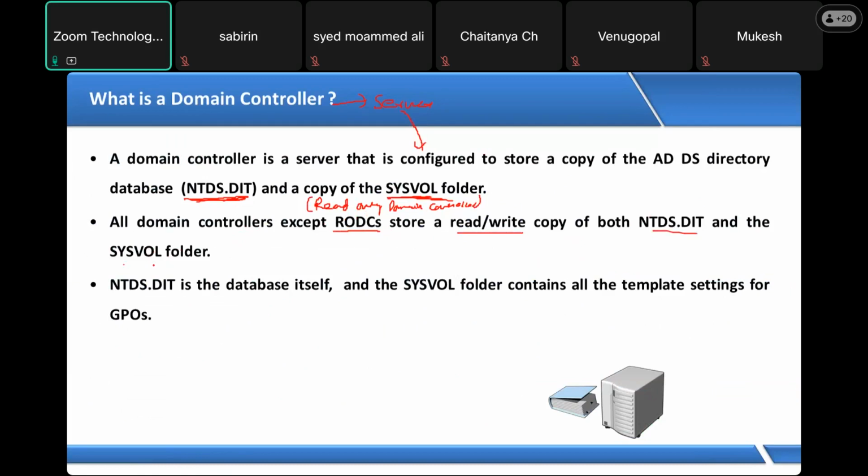So ntds.dit is a database. It is a database which contains complete domain information. The ntds.dit file contains complete domain information. Where will that complete domain information be present?